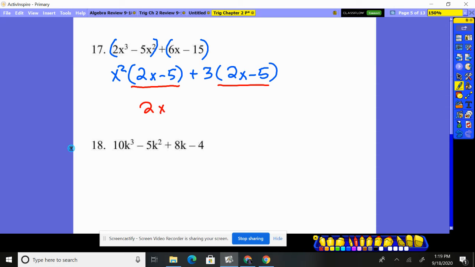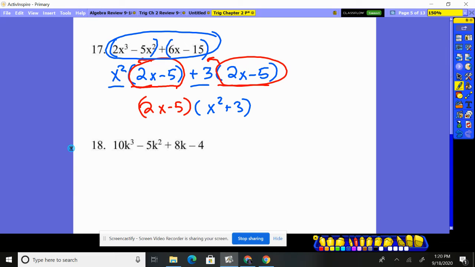So you can factor out a 2x minus 5. You take him out and him out. They both factor out front. And then what does it leave behind? It leaves you x squared plus 3. And I guarantee you the binomial 2x minus 5 times the binomial x squared plus 3 gives me all of that right there.